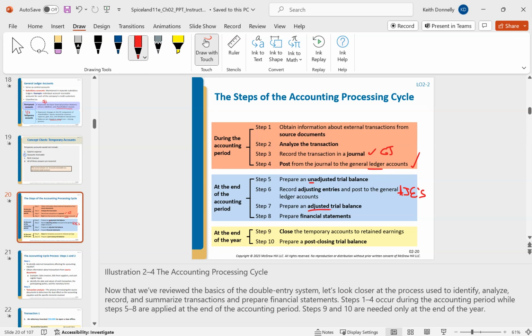Then we do an adjusted trial balance, right? It's unadjusted, make the adjustments, do an adjusted trial balance. Use that to prepare the financial statements. That's great. Then we close out those temporary accounts. We package them up and put them into retained earnings. And then finally, we prepare a post-closing trial balance, which, if we closed out the temporary accounts, is going to leave only our permanent accounts, right? Our assets, liabilities, and stockholders' equity. You won't see any revenues or expenses on that post-closing trial balance.